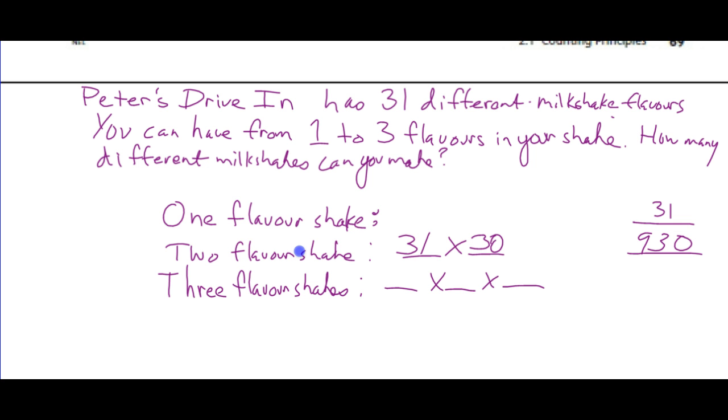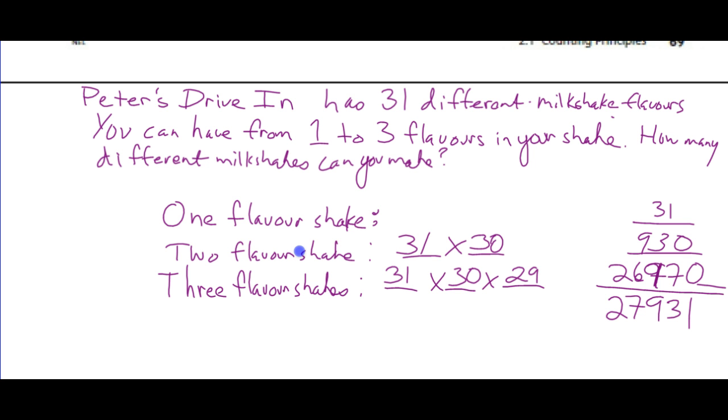Okay, first flavor, how many choices do I have? 31. Second flavor, 30. Third flavor, 29. What's that work out to? 26,970. Okay, so what do all these add up to then? About 27,931.